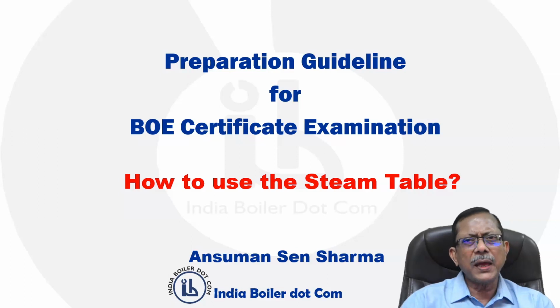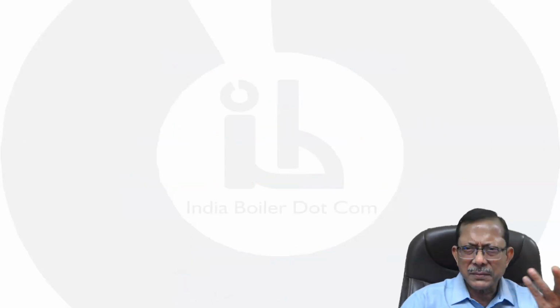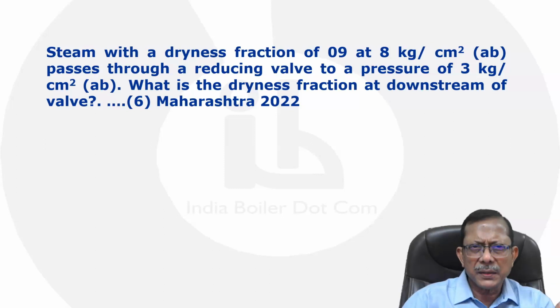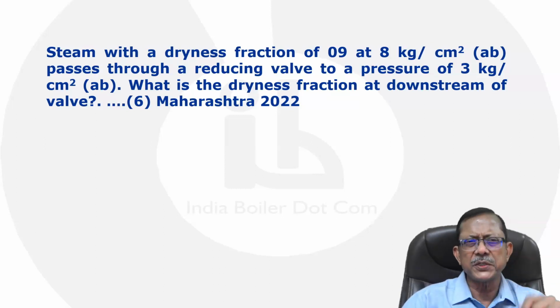So first of all, I would start with a sample question. This is a question that has come in Maharashtra BOE, where steam at 8 kg per centimeter square absolute pressure, having a 0.9 dryness fraction, is passed through a reducing valve, and the reduced pressure is 3 kg per centimeter square absolute. They are asking you to find out what is the dryness fraction after the reduction process. So it's basically a throttling process.